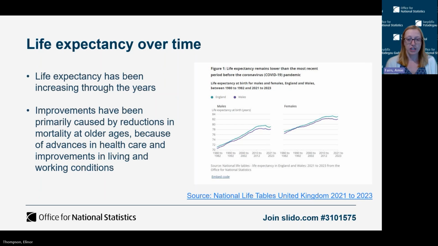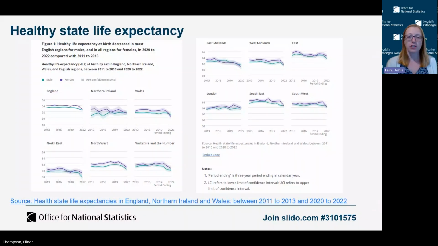But a different question, other than just how long I might live for, is how long I will live in a state of good health. That is called healthy life expectancy. Some work that was published in March looked at life expectancy up to 2022. Healthy life expectancy, so how long you could live in good health from birth, was calculated for England, Northern Ireland and Wales. It was not calculated for Scotland because the Scottish census information wasn't available at the time. And you can see it's also broken up by regions.